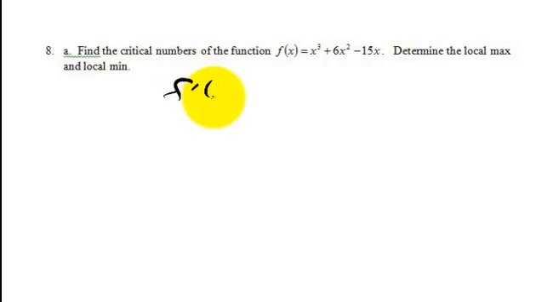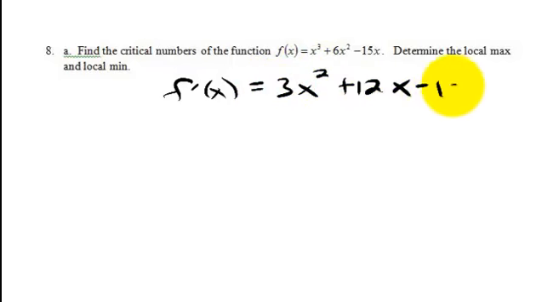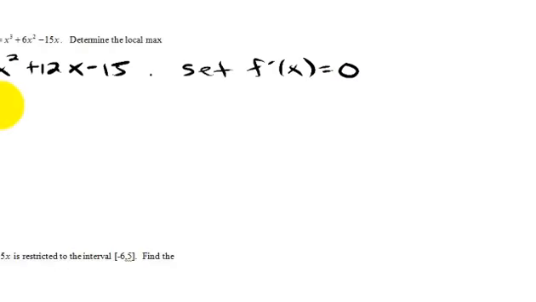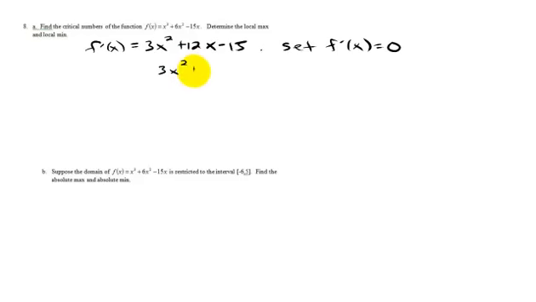So f prime of x equals 3x squared plus 12x minus 15. And what we're going to do is set f prime equal to 0. So that gives me 3x squared plus 12x minus 15, and I need to solve. And those solutions will be my critical values.